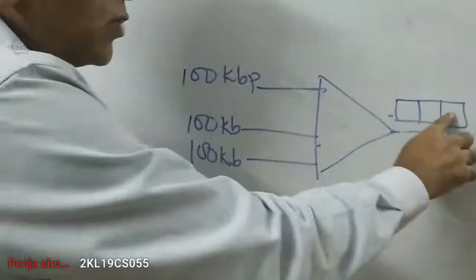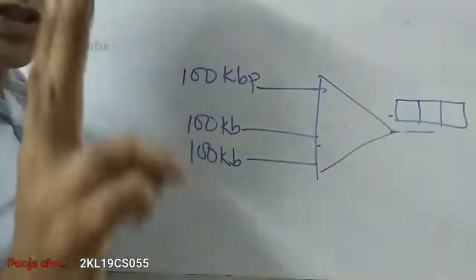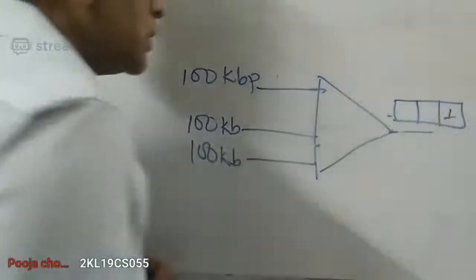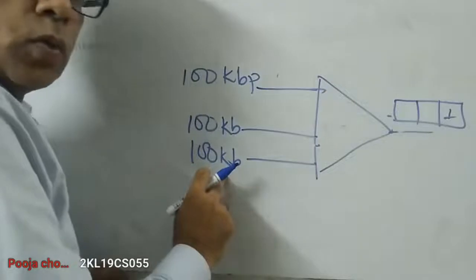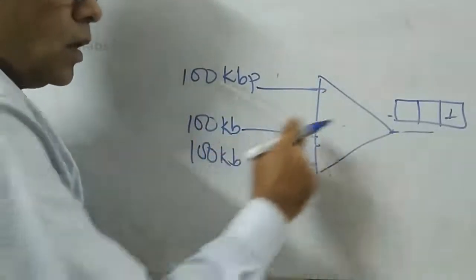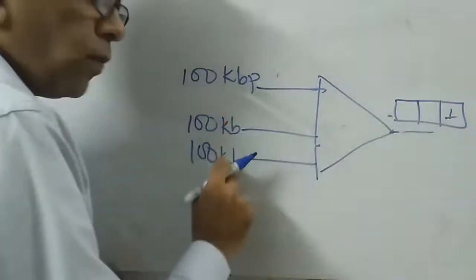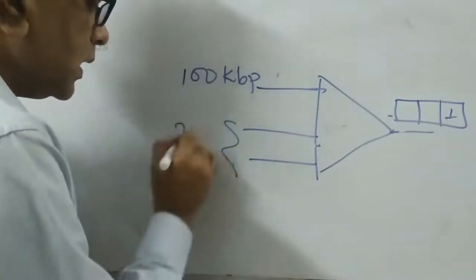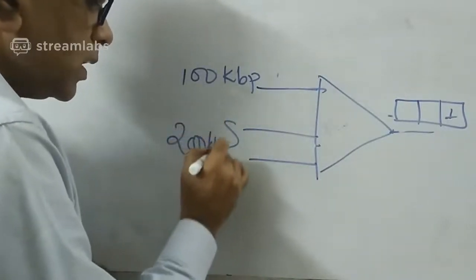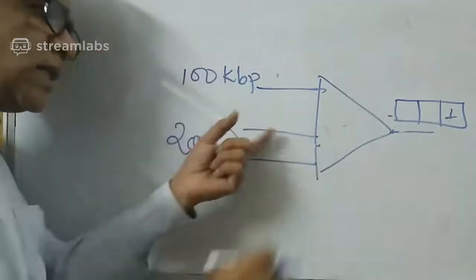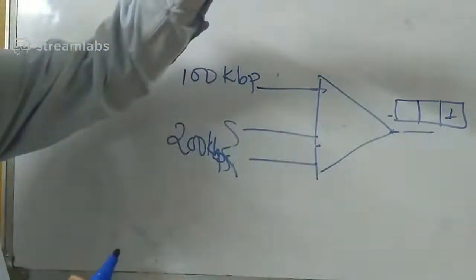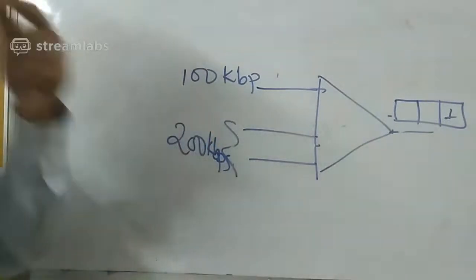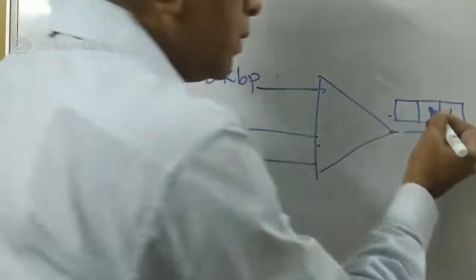Now actually I need a frame with 3 slots. One is for the 100 kbps link, and the other 2 slots will be for the link with 200 kbps capacity. For understanding reasons I am just splitting it into 2 and representing it. So this is how we are going to do it.